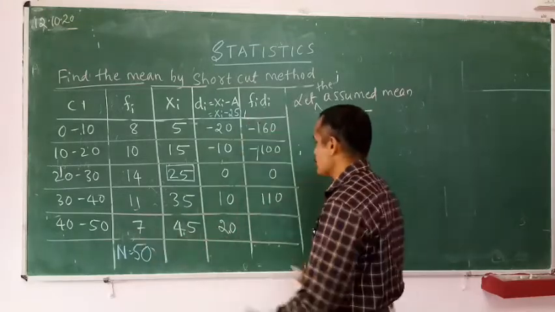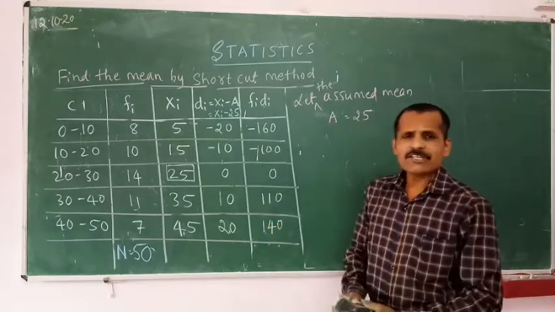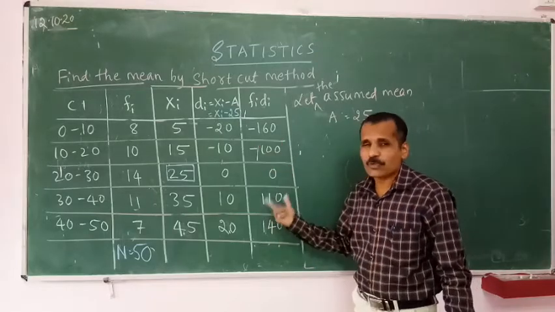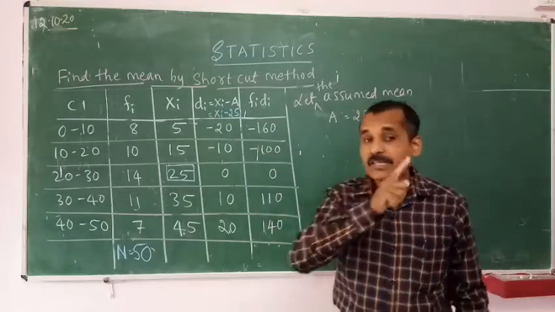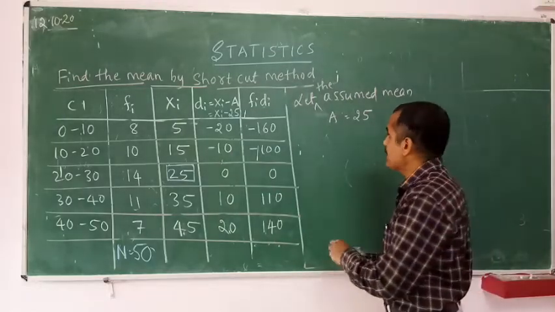And the 7 into 120 is 140. See, my children, what happens? You are getting some values as negative, some values as positive. Sometimes you are making a mistake in final calculation. Okay, now let me complete this.